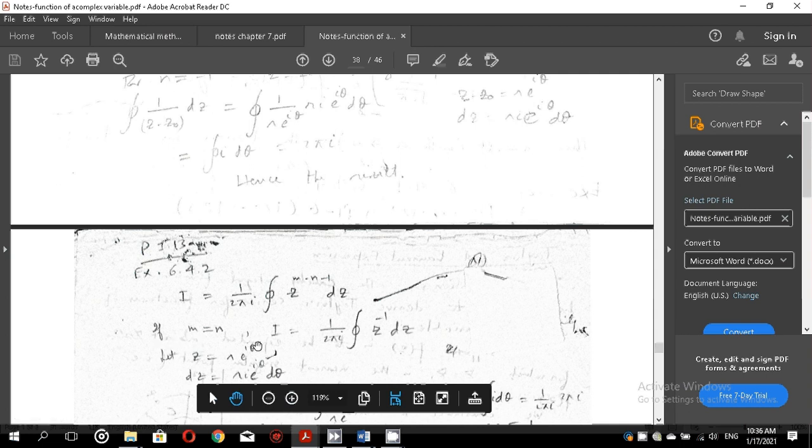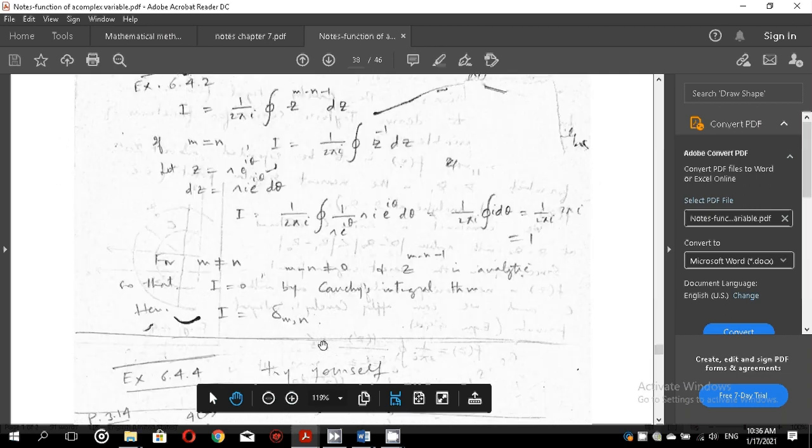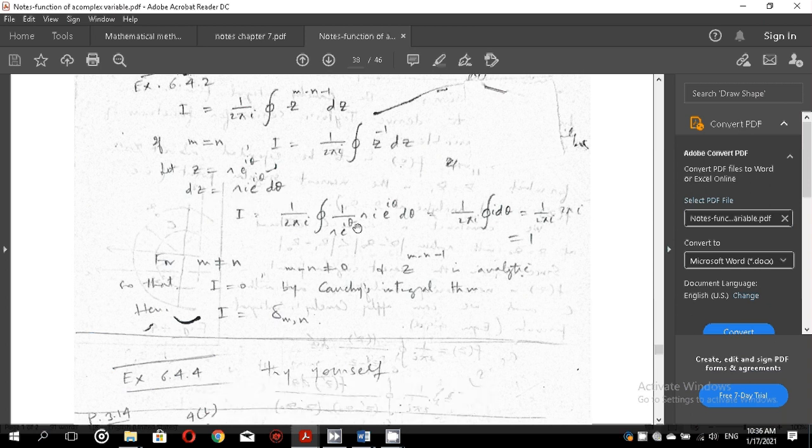If m is equal to n, then I is equal to 1 over 2 pi i integral z to the power minus 1, and we write z in the polar form r e to the power i theta, and obviously dz will be r i e^{i theta} d theta. Substitute the values and you get this equation, and then continue with the further steps, and you will easily see that the result of I is equal to 1.